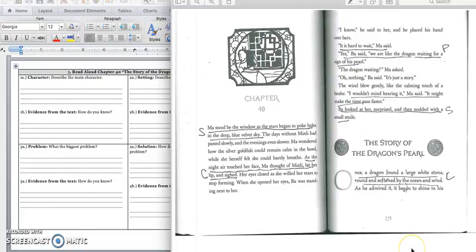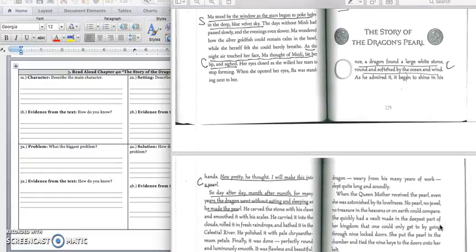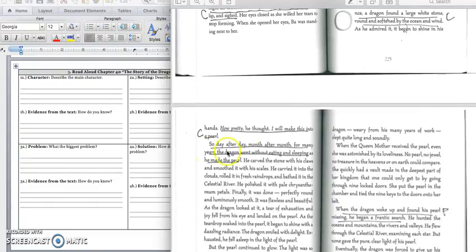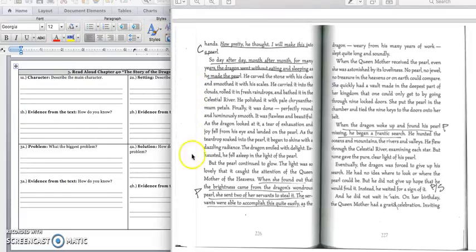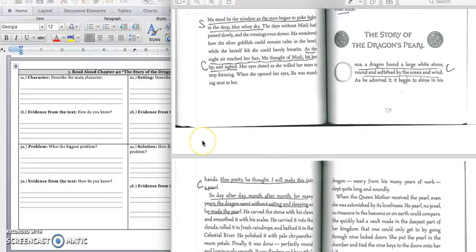So we're at the bottom of page 225. It says, once a dragon found a large white stone, round and softened by the ocean and wind. As he admired it, it began to shine in his hands. How pretty, he thought. I will make this into a pearl. So day after day, month after month, for many years, the dragon went without eating and sleeping as he made the pearl. We'll stop right there because we have information about our character.